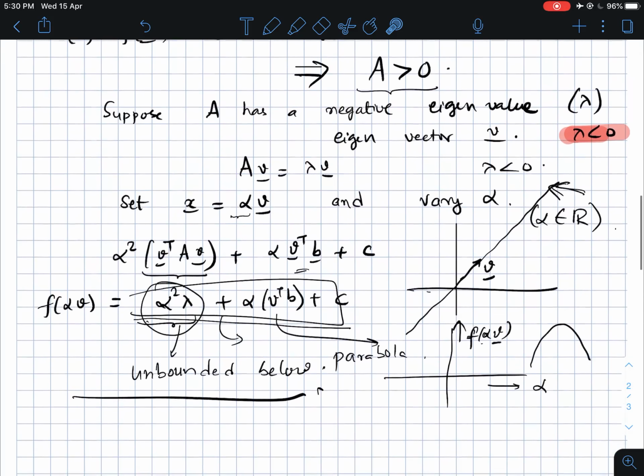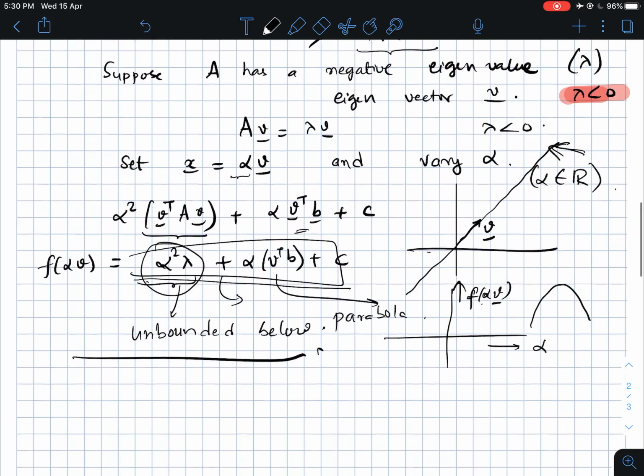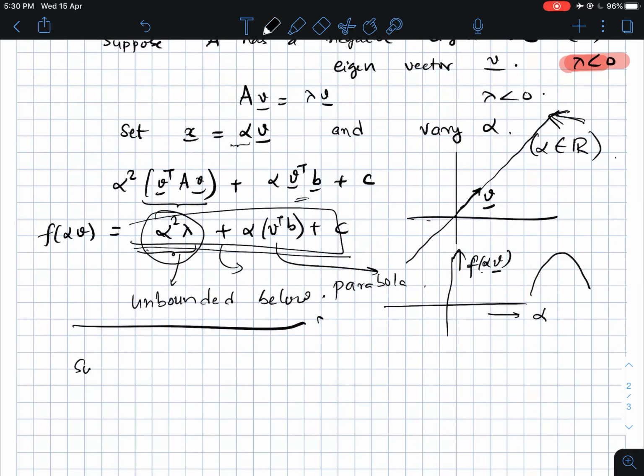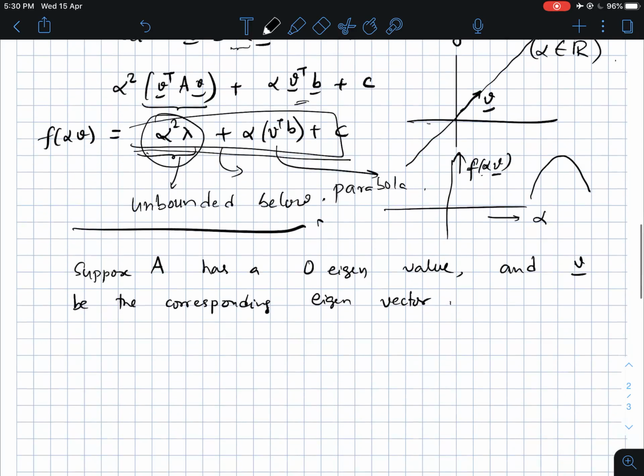We need to rule out the possibility that we have a zero eigenvalue. Okay, fine. So suppose A has a zero eigenvalue, and let V be the eigenvector corresponding to the zero eigenvalue. Now zero eigenvalue typically means AV equal to 0, right?